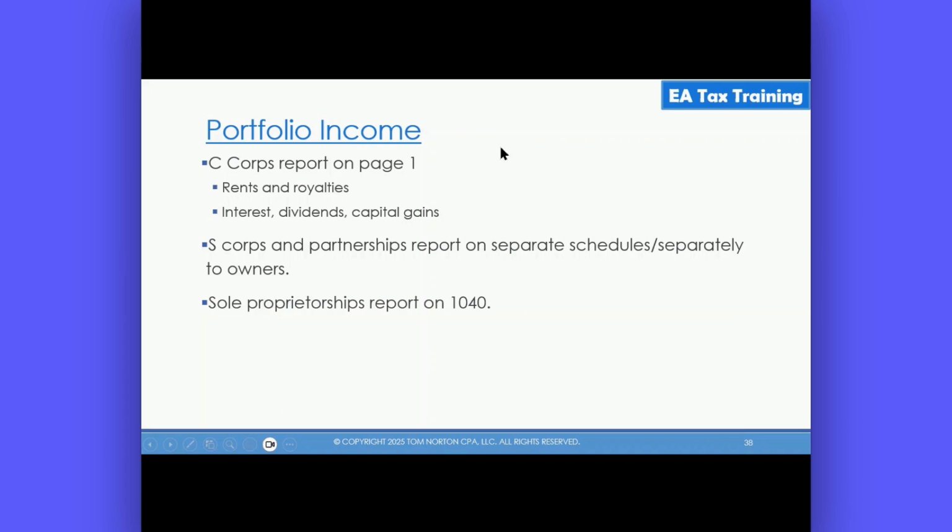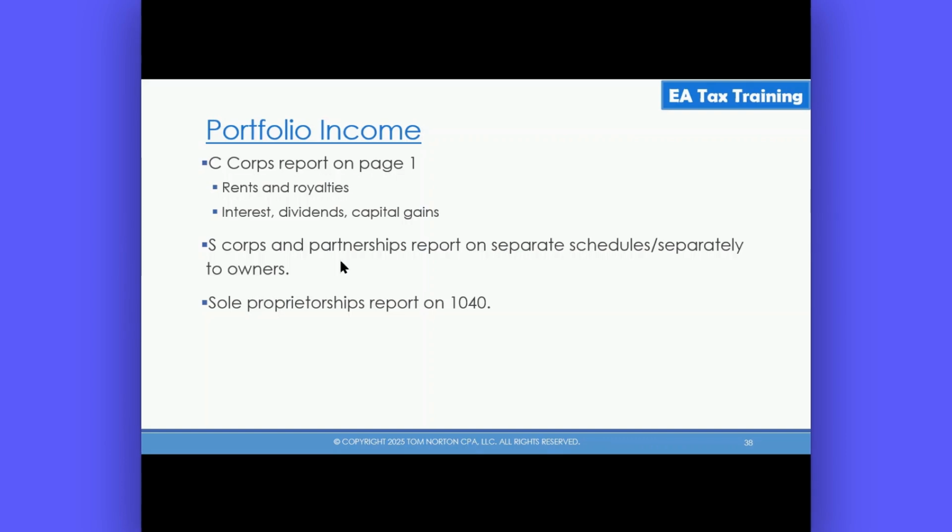Portfolio income, as we saw, C Corps report this right there on page 1 in the income section. S Corps and partnerships do not. They will report it on something called Schedule K, and then they will report out to their partners or shareholders on Schedule K1s. So if the business, let's say it's a partnership, has a capital gain, they will show the entire capital gain for the partnership on Schedule K, and then each partner will get their portion on a Schedule K1, and then those partners will report it on their separate tax returns. That's the way that works.